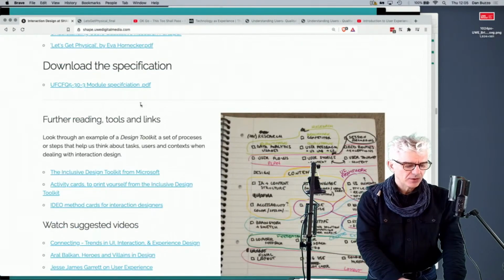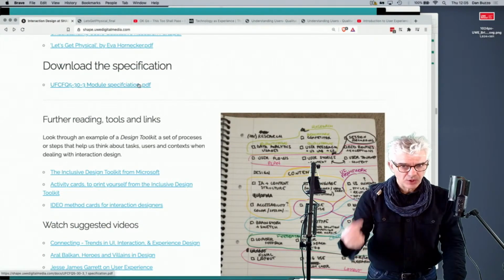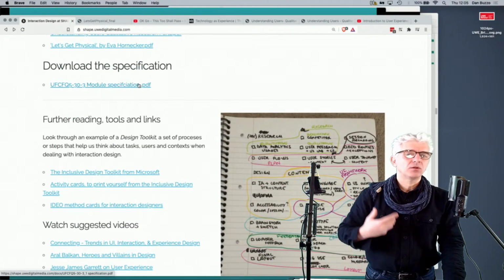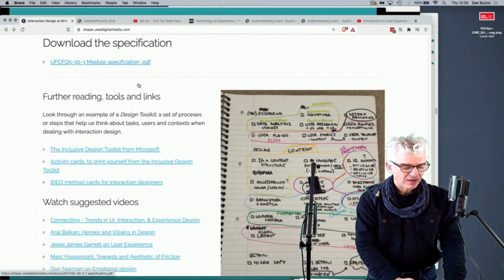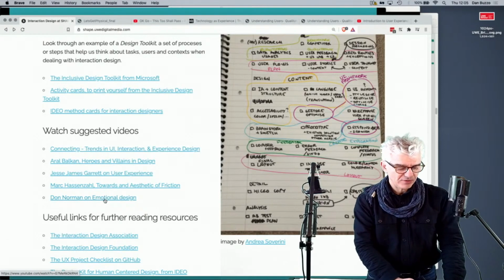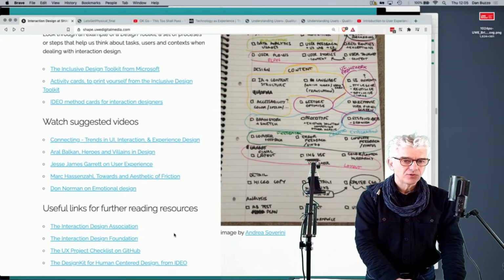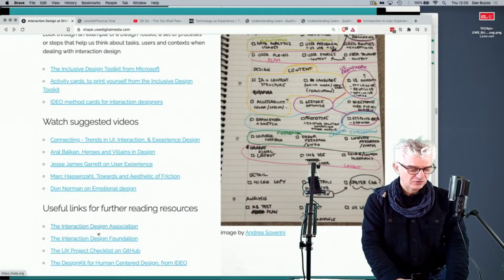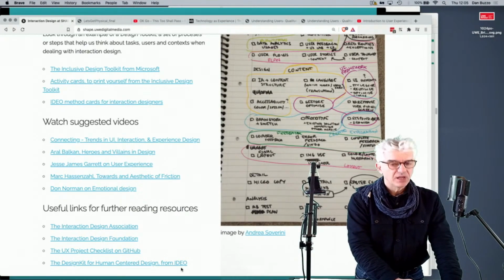You can also download the module specification, which I'm going to talk about, and the learning goals and the assessments towards the end. And there's further reading and some suggested videos, some of which we've looked at briefly and some of which I've linked to, and also links for Interaction Design Association, Design Toolkit, etc.